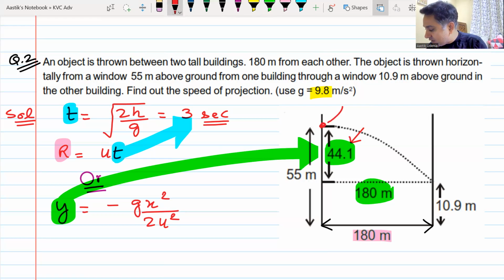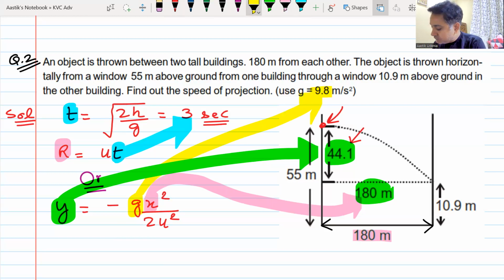Origin is here. Do we understand this? So y is minus 44.1. x is 180. g is 9.8. The 2 is 2. The only unknown here is the value of u, and you can solve it, get your answer and stay happy. Do we understand this?